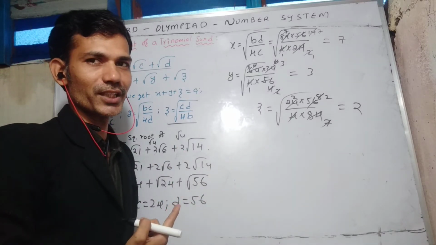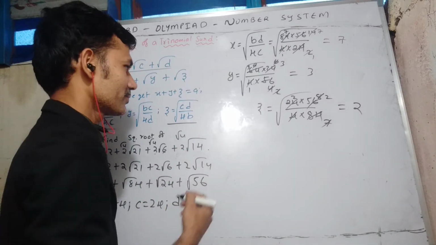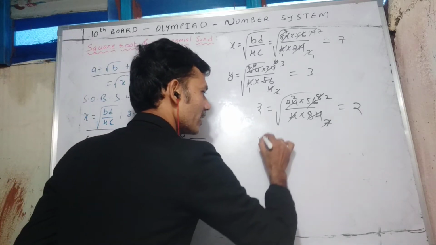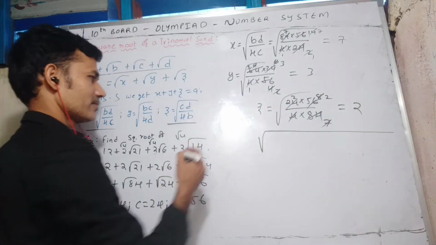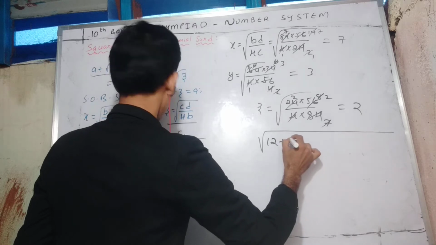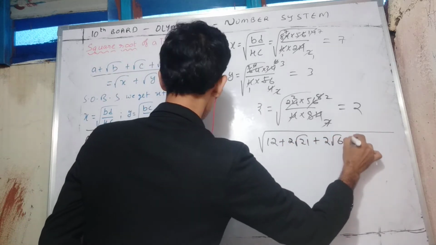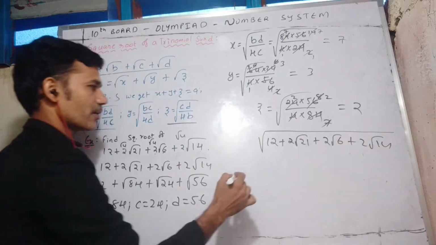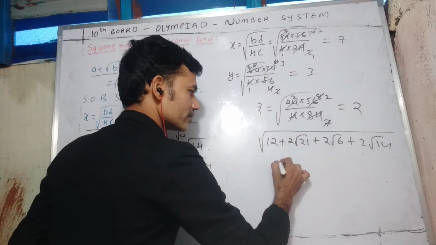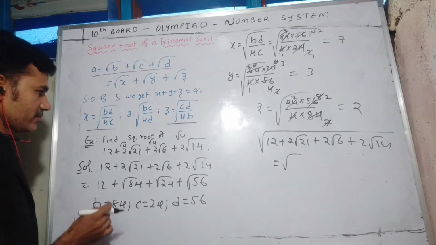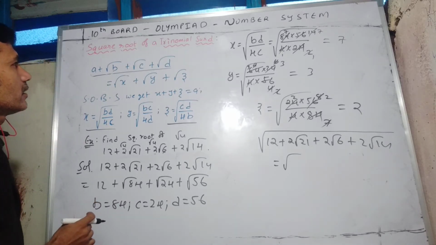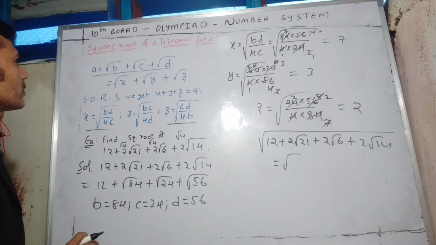So using the shortcut, how easily we can write square roots. Now the square root of 12 plus 2 times root 21, 2 times root 6, 2 times root 14, that is what they have given. That is equal to under root of x. Okay, so under root of x we have to find, no?